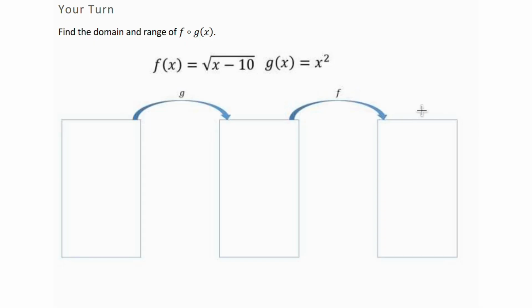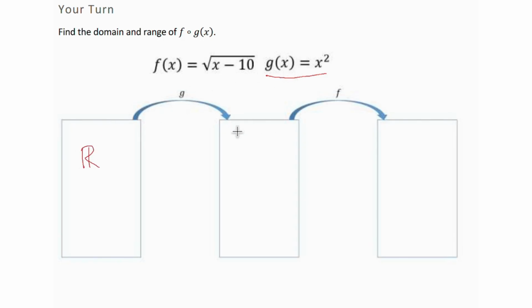Find the domain and range of f composed with g of x, where f is the square root of x minus 10 and g of x is x squared. So first of all, let's think what happens when we plug things into g of x. What's the domain? Well, that's all real numbers. Any real number can be plugged into x squared.